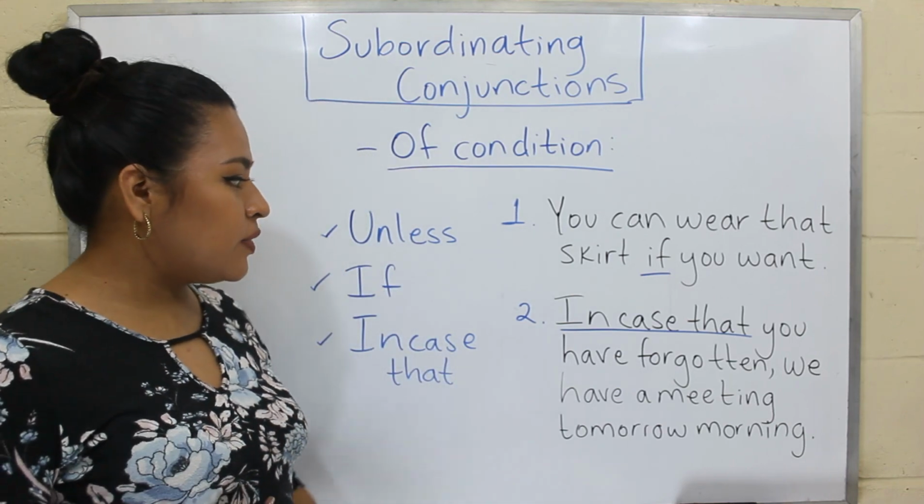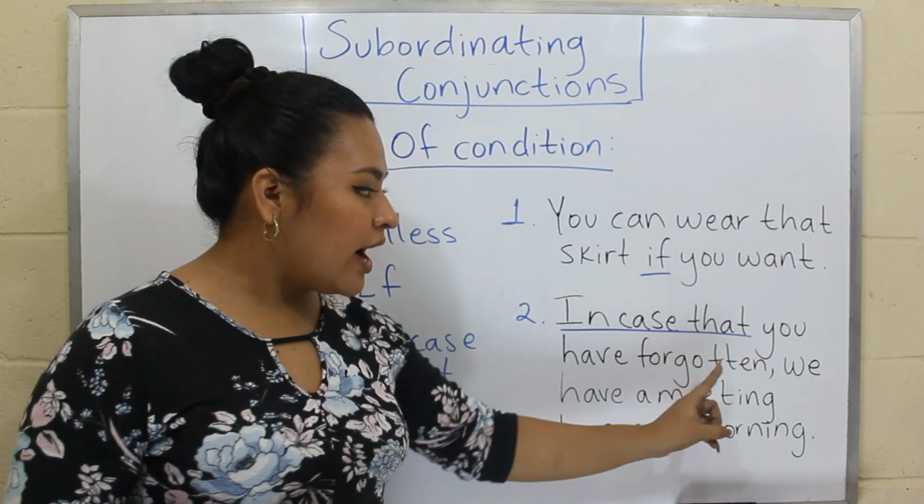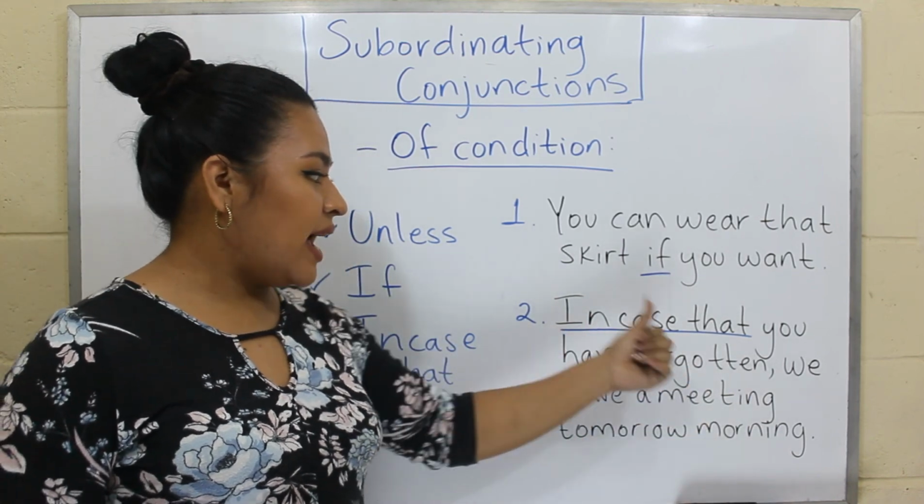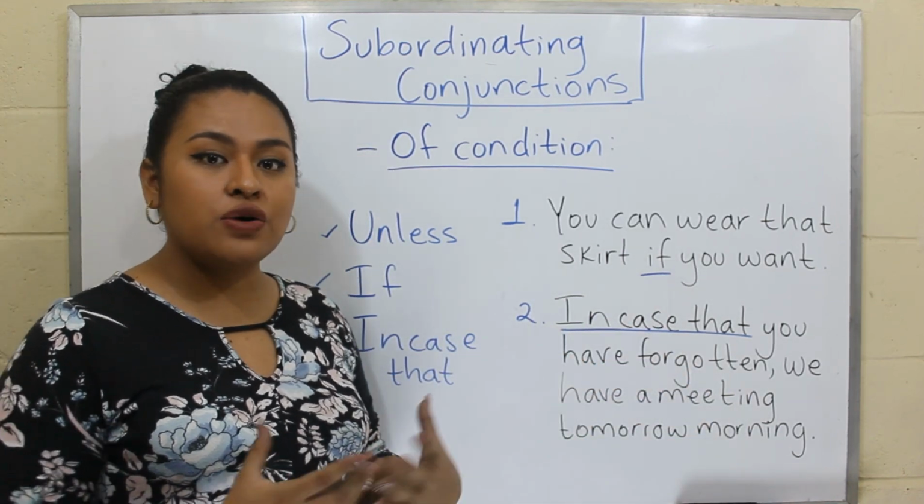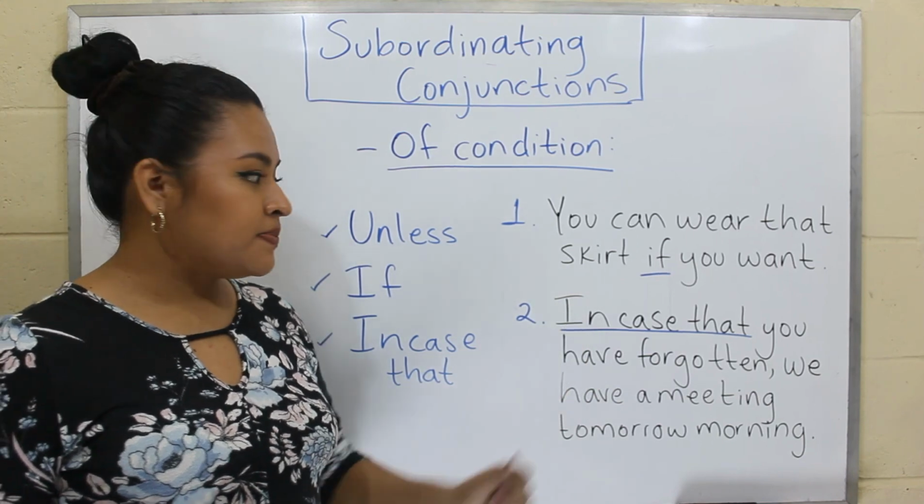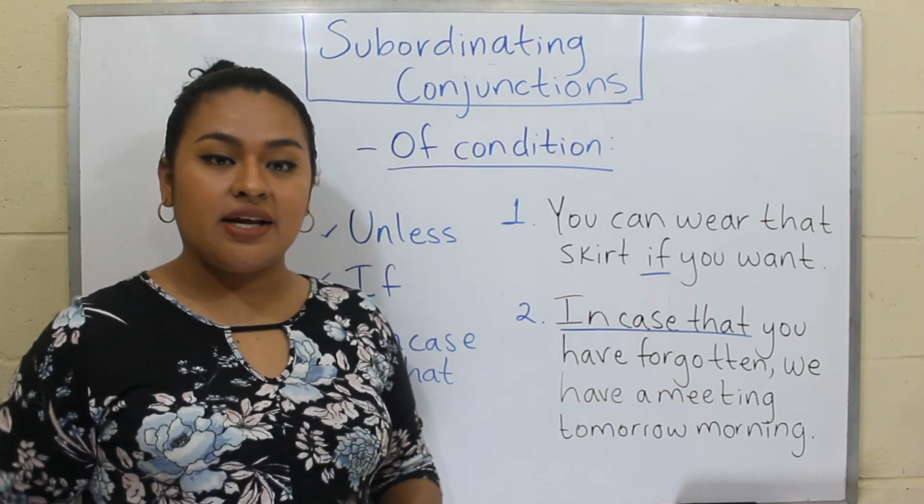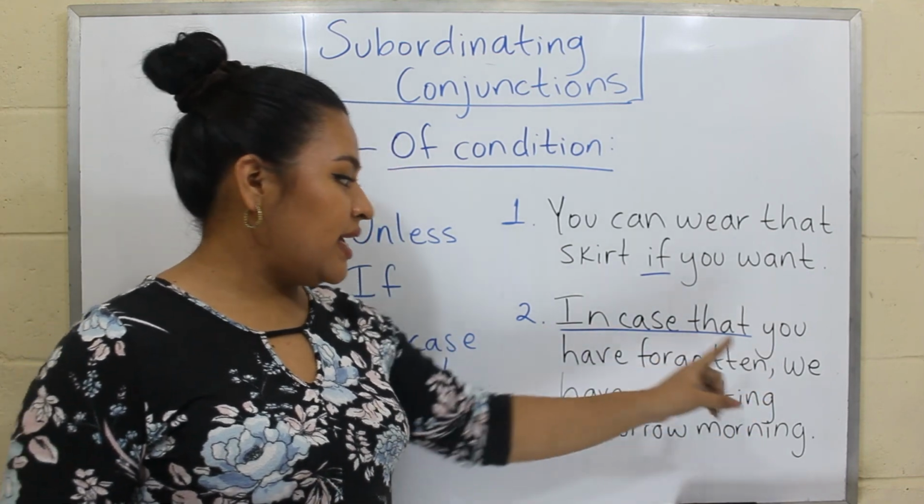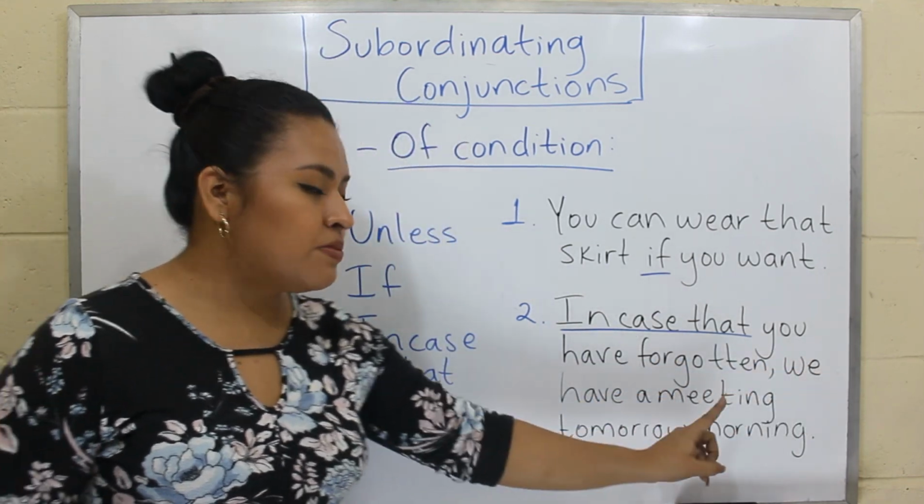And in the next example, in case that you have forgotten, we have a meeting tomorrow morning. In case that is the subordinator we are using at the beginning of the sentence. Then we have the subordinating clause, you have forgotten. And the main clause is we have a meeting tomorrow morning.